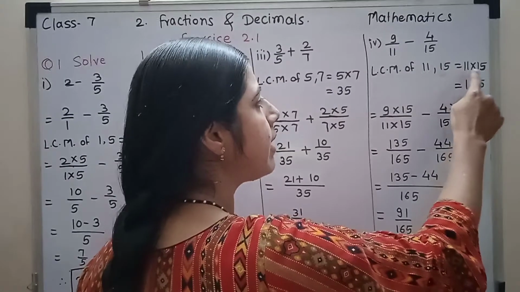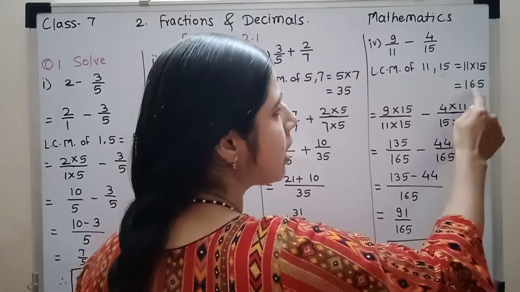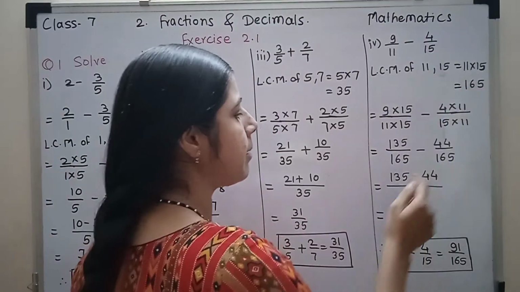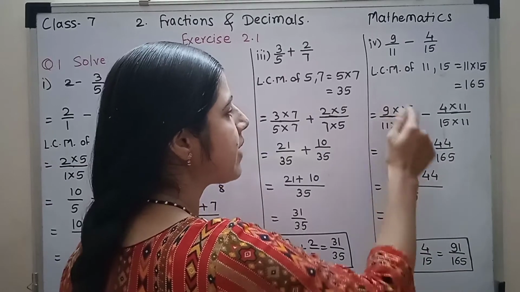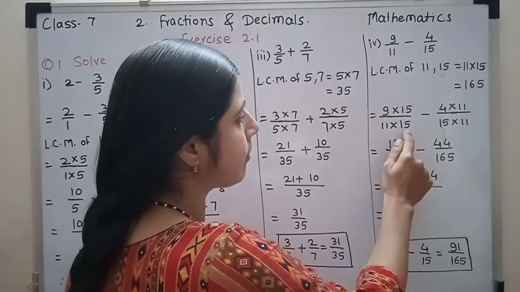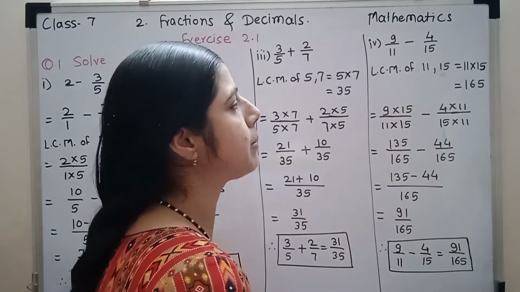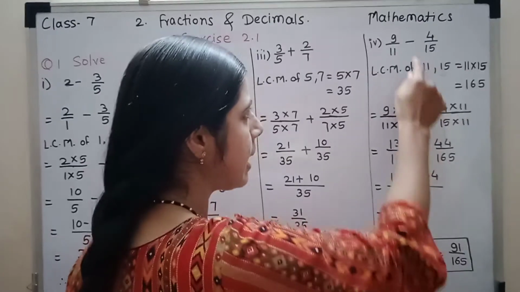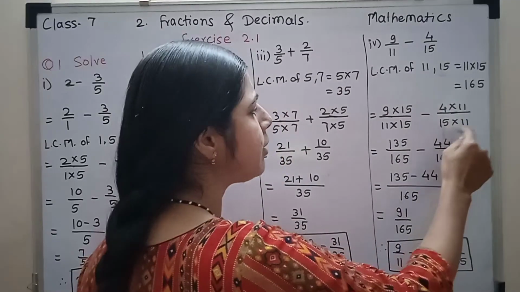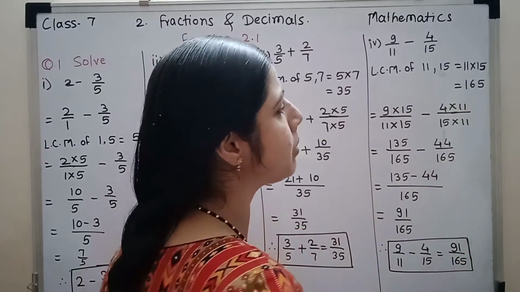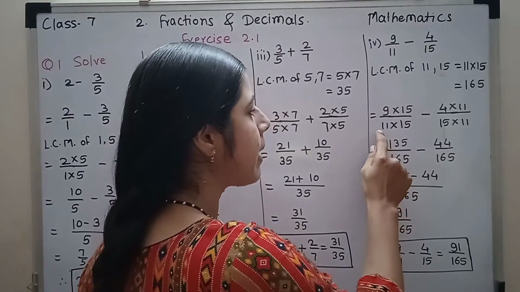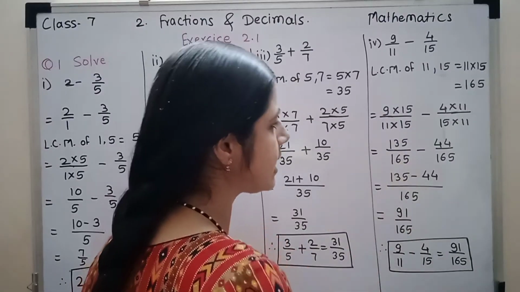So, it will be what? 11 into 15, that is equal to what? 165. So, to get the value of the LCM, in the first fraction, we should multiply the denominator by 15. As we multiply the denominator by 15, we should multiply the numerator by 15 only. Minus, the same sign you should carry. 15 into 11, so we should multiply the numerator by 11. So, 15 nines are 135 divided by 11 into 15 is 165.